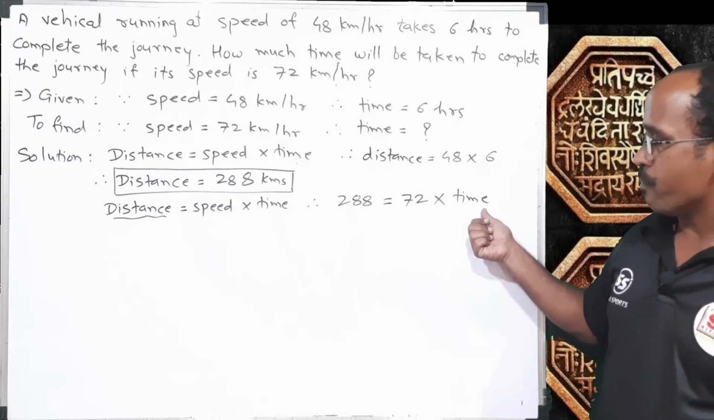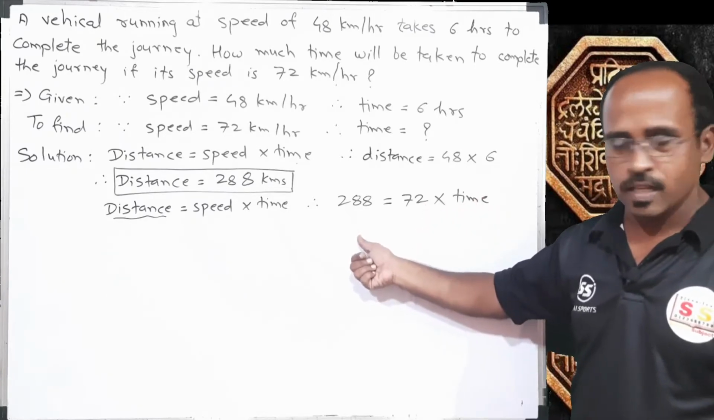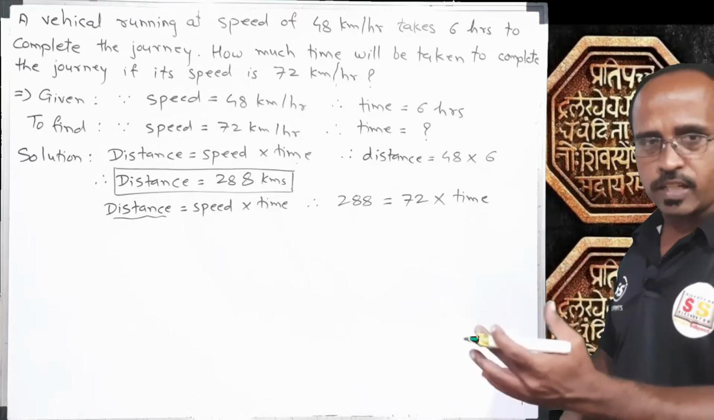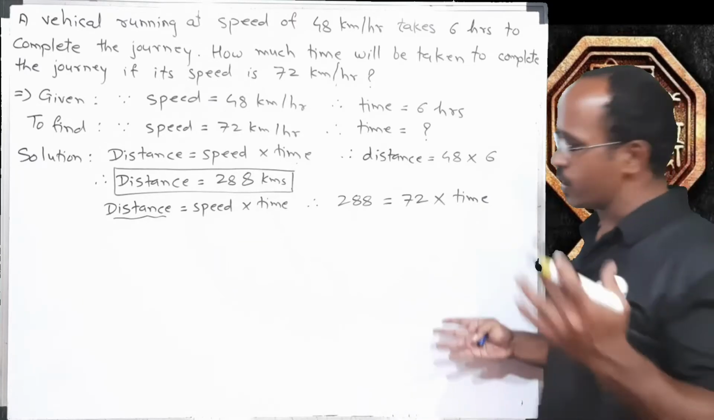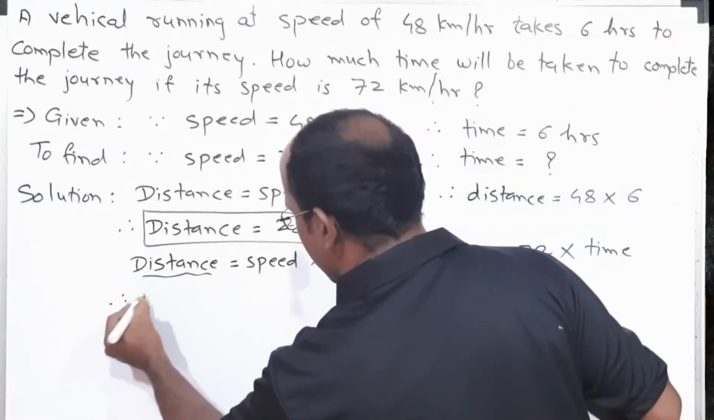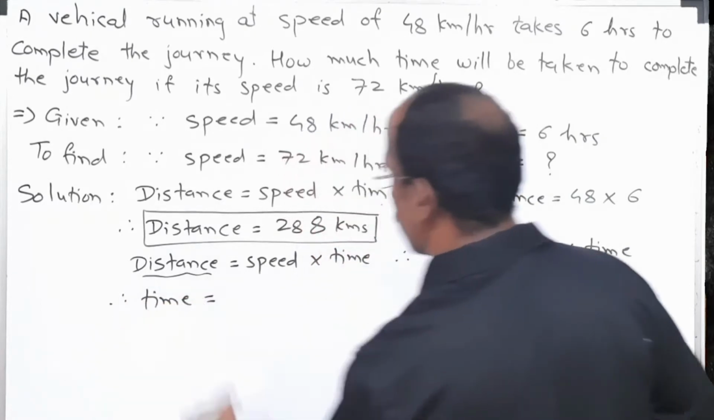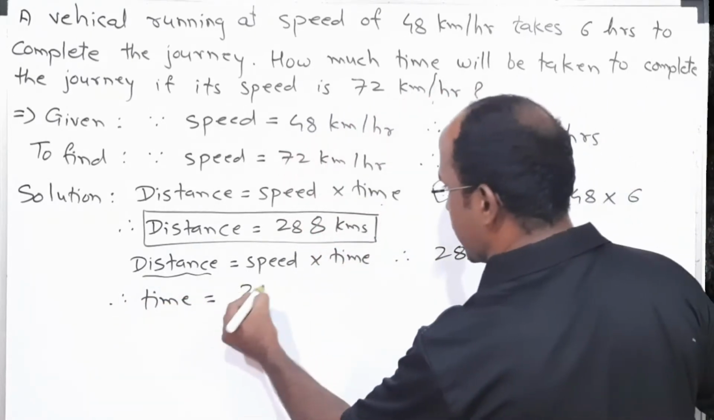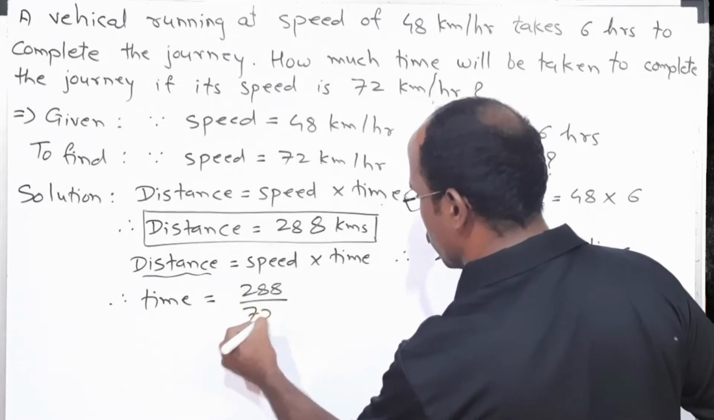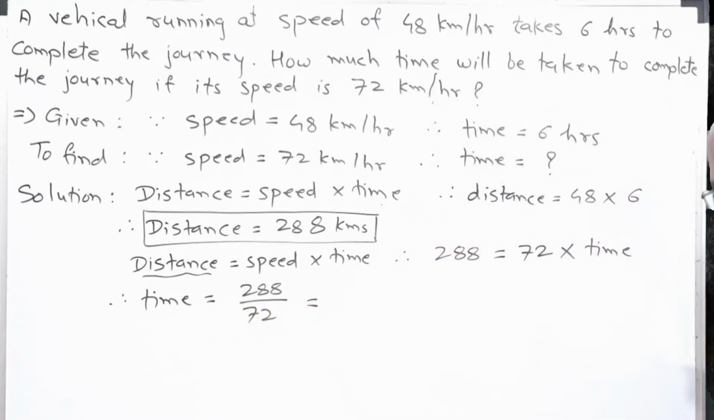To find the time, this 72 will change the side, and here it's multiplying, so after changing side it will divide. So that is too easy for you, equation solving technique. Therefore we can say time is equal to 288 upon 72. Now apply test of divisibility.